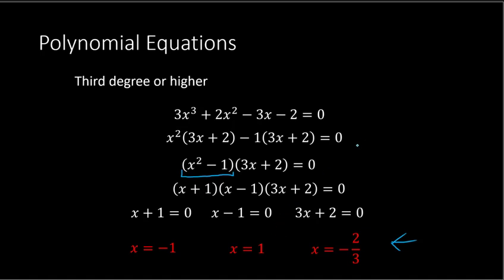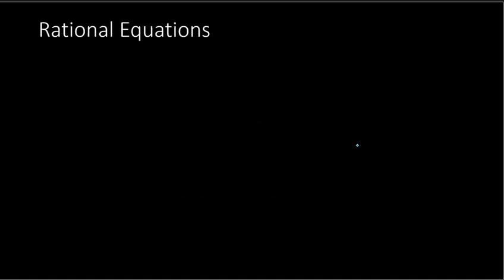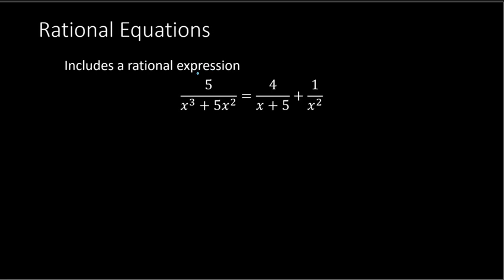So that is our first method or first type of equation that we're going to work with. And the second type would be rational equations. A rational equation would be an equation that has a rational expression. So rational meaning a fraction of some sort. So these ones can be kind of messy to work with.